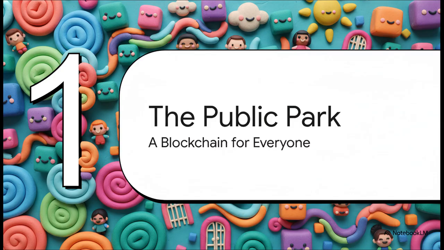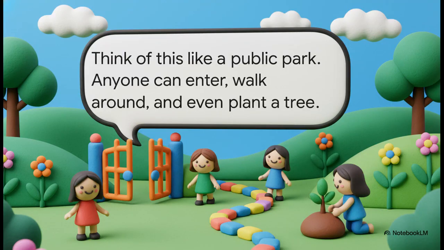So let's start with the big one, the one most people have heard of, the public blockchain. This is kind of the OG, the original idea of what a blockchain was supposed to be. Totally open, totally for everyone. And here's where our park analogy comes in. Picture it, a huge public park. Anyone can just walk in, right? You can wander around, see what's happening. You can even decide to plant a tree if you want.